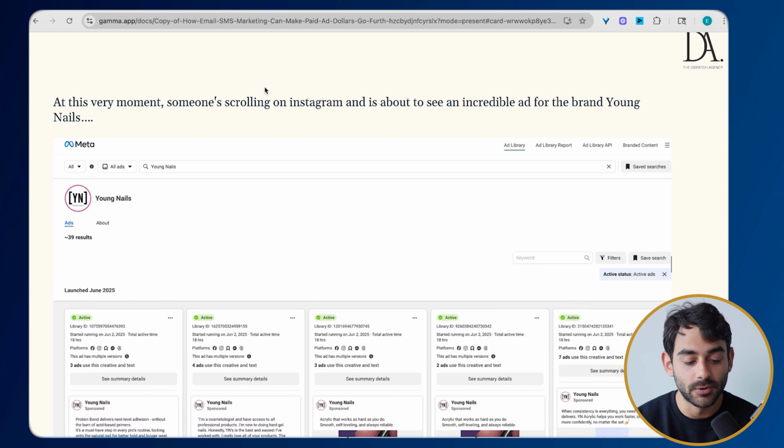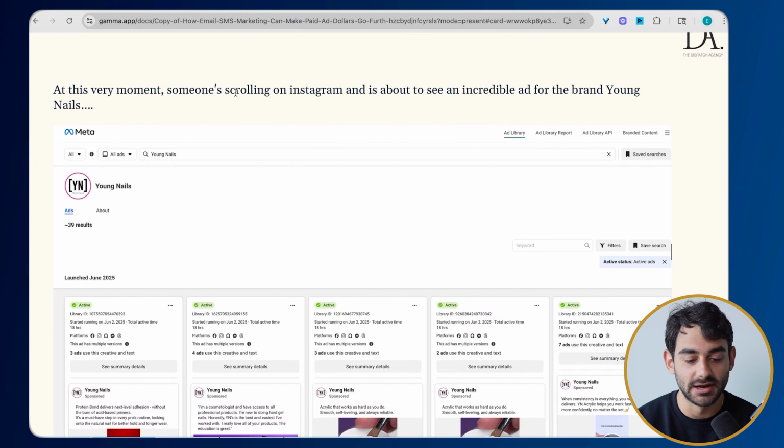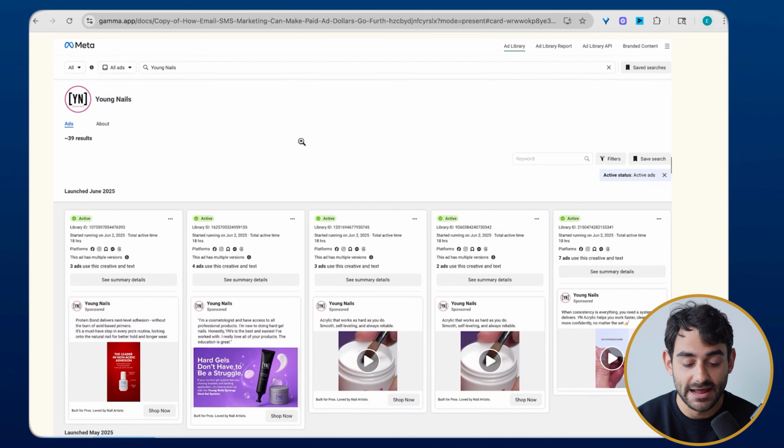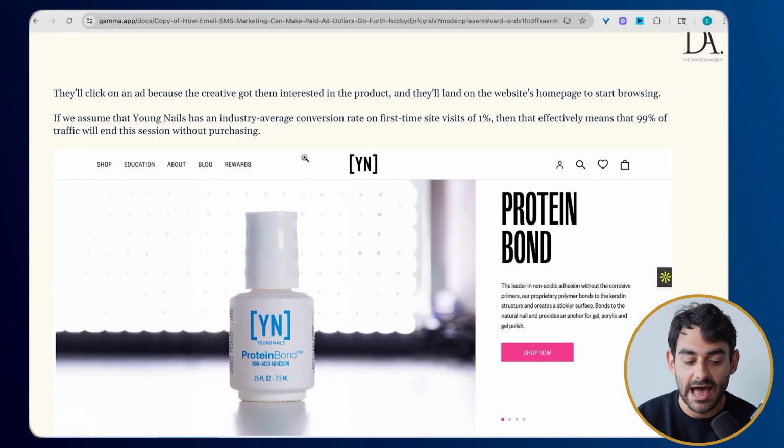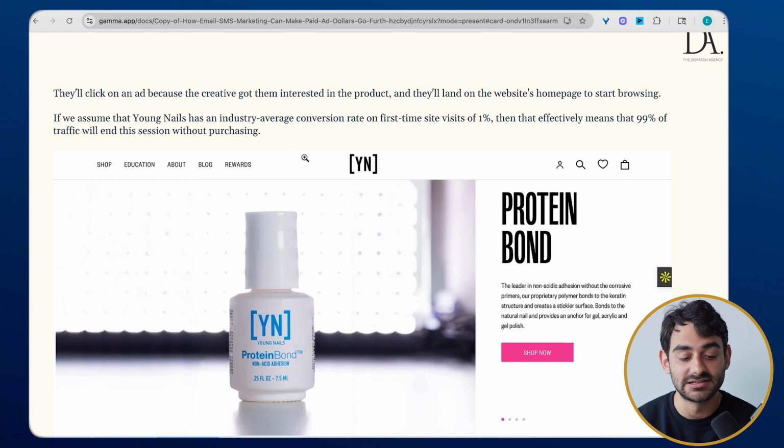Now, let's look at an example from one of our clients, Young Nails, but I promise you this applies to every single brand out there. So at this very moment, someone is scrolling on Instagram and they're about to see an incredible ad for our client, Young Nails. Now, if you go to your Meta ads library, you'll see your ads that look just like this, but for this instance, they're looking at Young Nails. This person is gonna click on an ad because the creative in the ad got them interested in the product, and then they're gonna land on the website's homepage and start browsing the website.